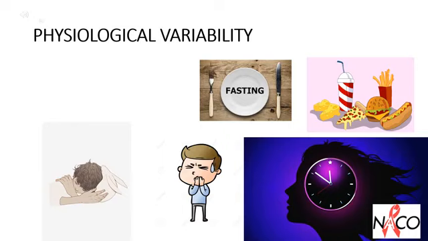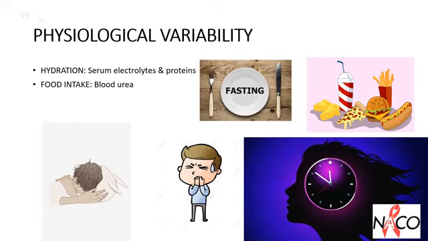Some examples of physiological variability are electrolytes and serum proteins. Alteration of values can occur due to sweating. The patient should be advised to sit down till sweating subsides before the sample is collected. For urea and urates, high protein intake in the diet can increase their values. Thus, the patient should be advised to have a balanced diet the night before to avoid error.